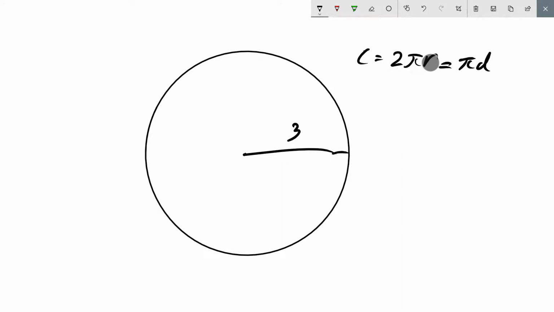So 2 times 3 is 6. So it's going to be 6 pi. If we knew what the diameter was, which we can basically find out, it's just the radius times 2. So 3 times 2 is 6. This will also give us 6 pi.